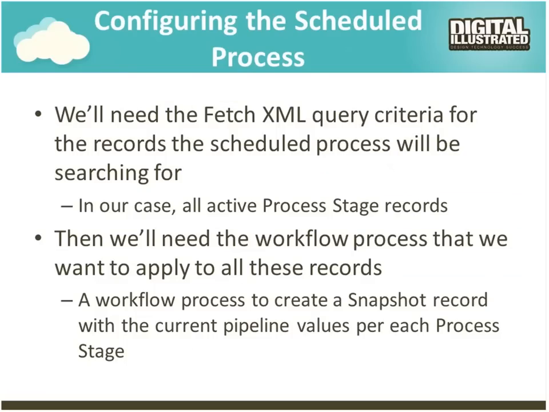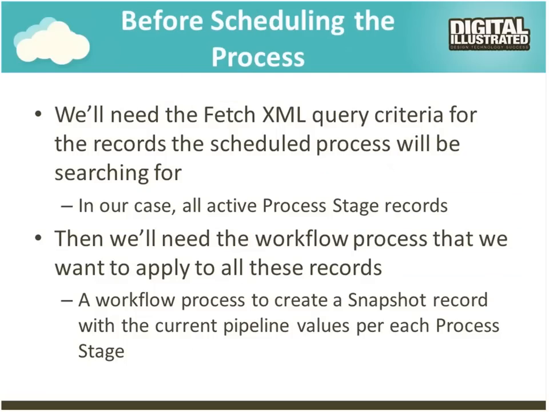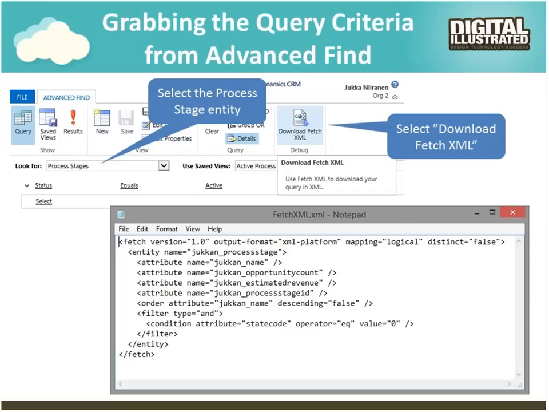And the way that you get it is something that, luckily, doesn't require any custom code. We need to get the FetchXML criteria from somewhere for the scheduled processes, and that's going to be for all our process stage records, those records that we saw earlier on. And then we need the one workflow that will copy the data into a snapshot record. So you can grab the query filter from Advanced Find, so you don't have to actually type in the XML code yourself, luckily.